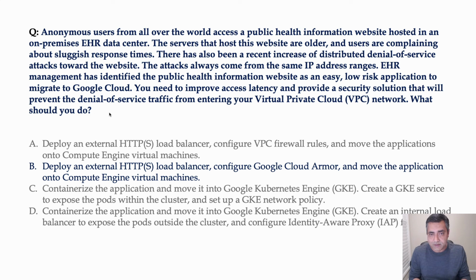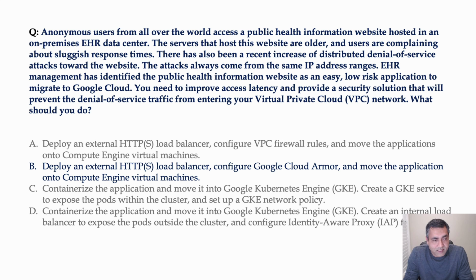Security related question. I think it's very clear what they are asking for. So if we go through the answers, let's look at the first one: deploy an external HTTPS load balancer, configure VPC firewall rules, and move the application onto Compute Engine virtual machines. This is not correct, because firewall rules do not block malicious traffic into a VPC, but they block it at the VM level. So the combination of VPC firewall with an HTTP load balancer doesn't really solve it.